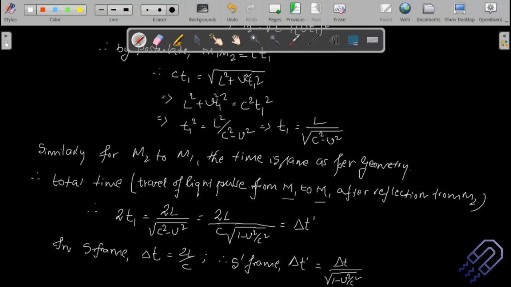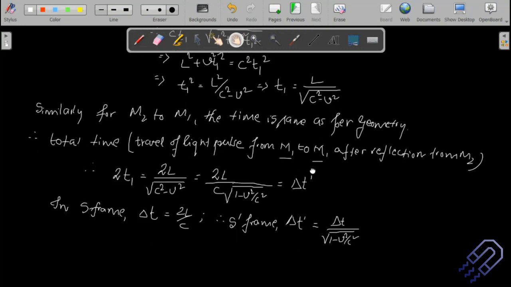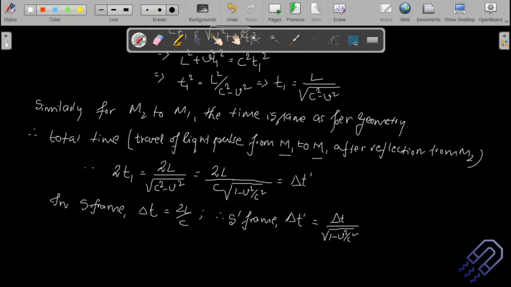Okay, so this is the relation that we are actually looking for, and this entire concept comes from the special theory of relativity. So you see, this is the time dilation relation. The numerical problem that we have done, even if we do it using this formula, we can actually find out the relation. Okay, so this is the time dilation relation.